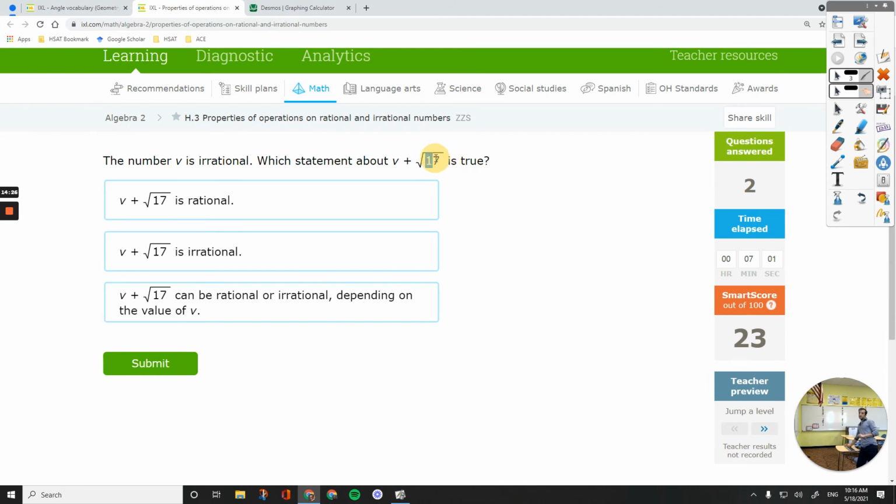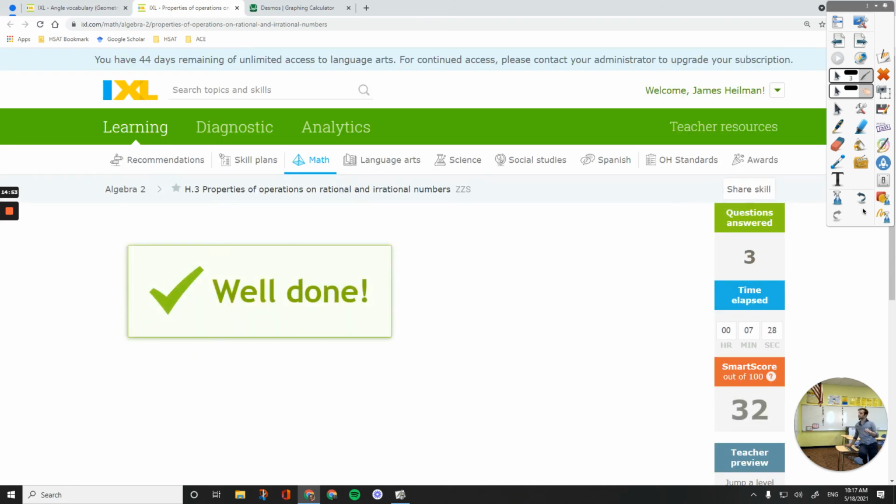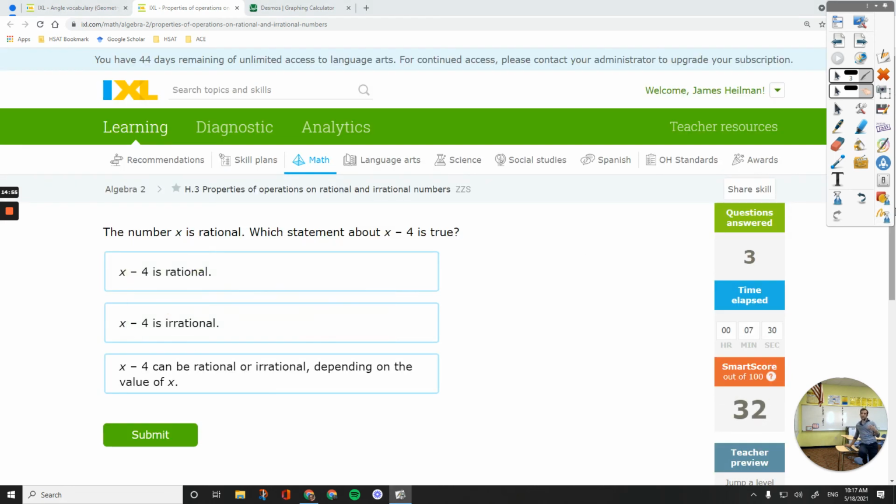This one is irrational, square root of 17. It's not a perfect square. Let's see what this one is. That's irrational. So I have irrational, irrational. It could be anything. It really could be anything. Can be rational or irrational depending on the value of v. If v lets me cancel this square root of 17 out, then the answer is going to be rational. If it doesn't, then the answer is going to be irrational. But either way, it could be both.